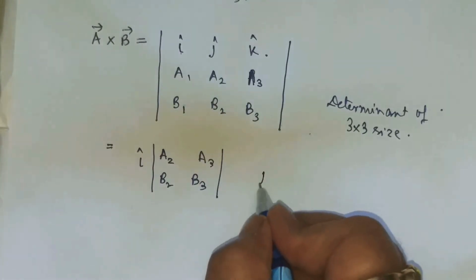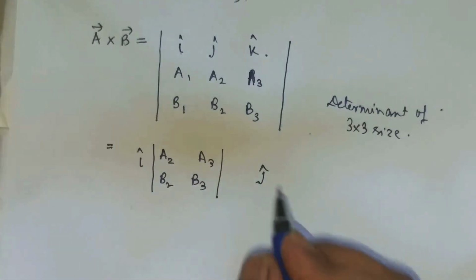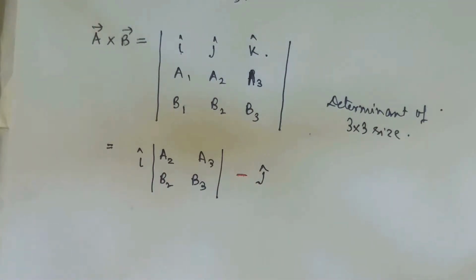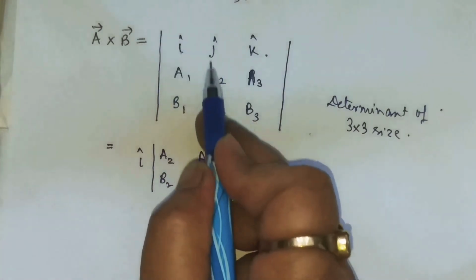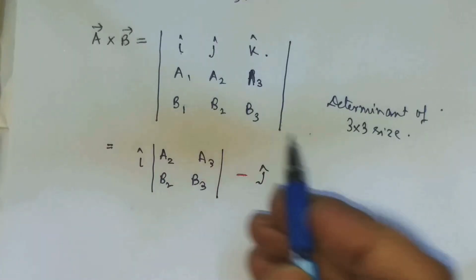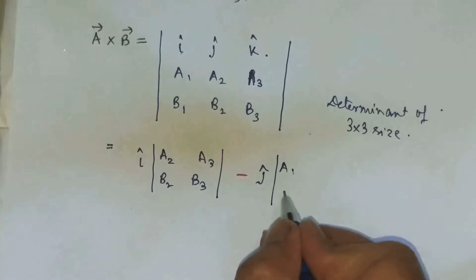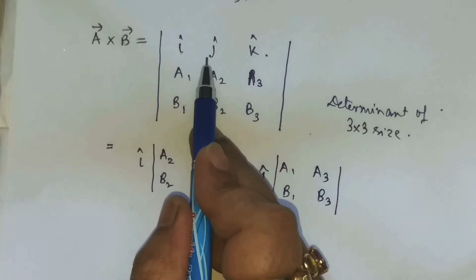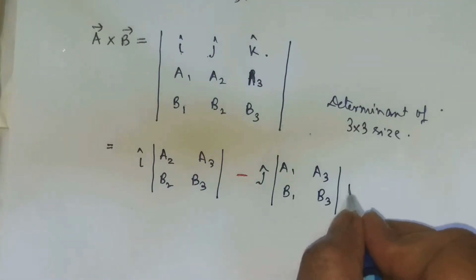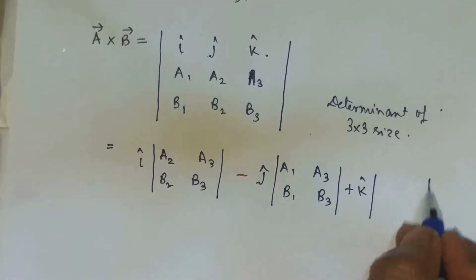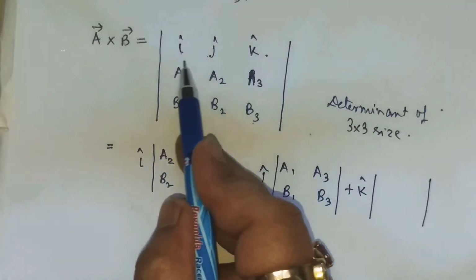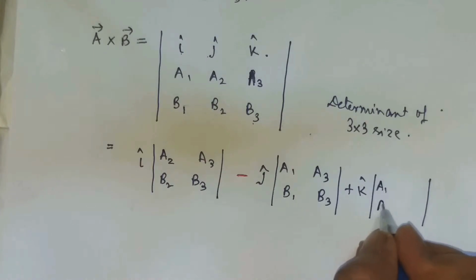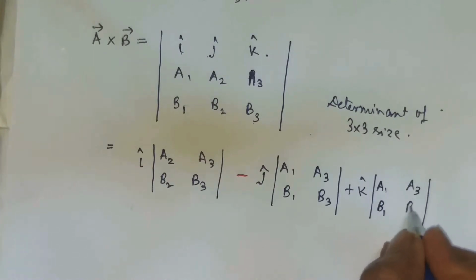Then you pick up J. Whenever you pick up J, put a negative sign. Don't forget to put this negative sign here when you are taking J. Now in the row and column in which J is present, if you leave it, you have these two exactly in that same order. You pick them and make this small size determinant. After J you have K. With K, the row and column in which K is present, if you leave, you have this. Just pick up and form a determinant a1 and b1, a2 and b2.